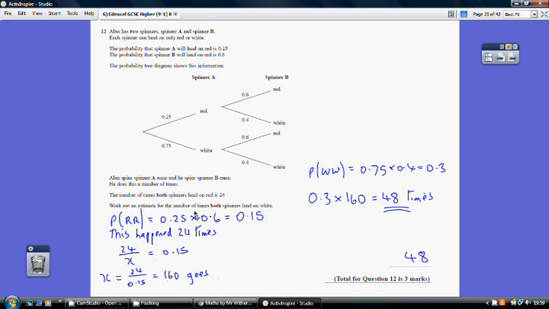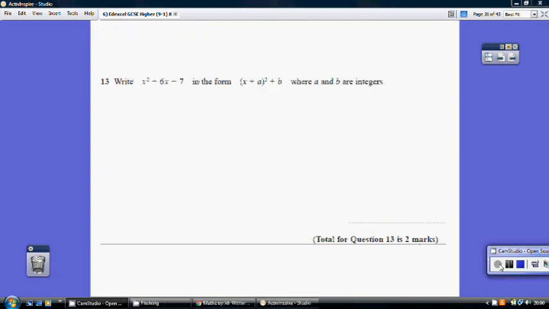So work out an estimate for the number of times both spinners land on white. Well, we know we're going to have 160 goes. So how many times would we expect to land on white? So the probability of white is 0.7.